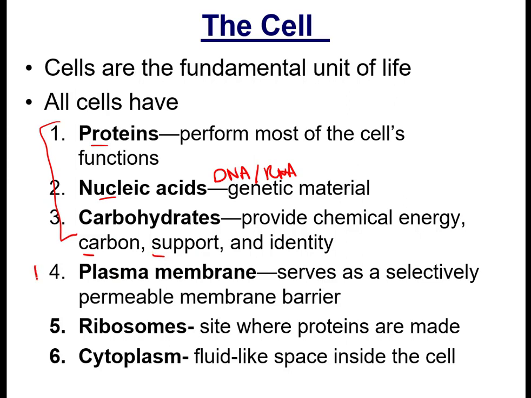All cells are going to need to have a plasma membrane. This is the cell membrane that acts as the boundary between the inside of the cell and the outside. All cells have to have ribosomes. Ribosomes are where proteins get made, and you know proteins are super important. Then lastly, all cells are going to have cytoplasm, which is that jelly-like or fluid-like space that's inside the cell.